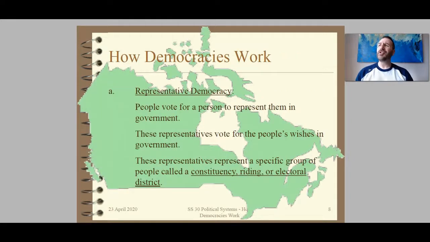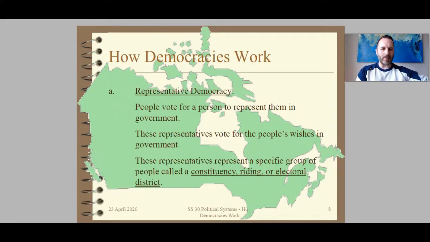Now, generally, we don't use direct democracy in nations anymore. Why? Well, there's two reasons. Nations are big and they have lots of people. And because of that, it would be impractical to use direct democracy all the time. So instead, what happens, guys, is we use something called representative democracy, where we vote for people to represent us, known as constituents, in either the provincial or federal government.